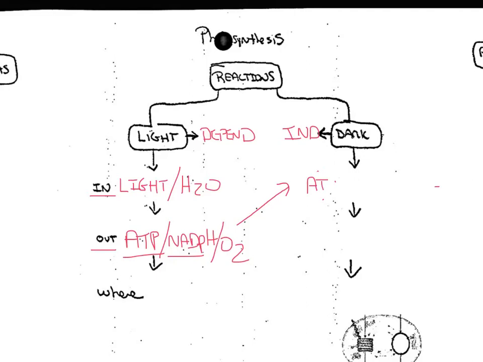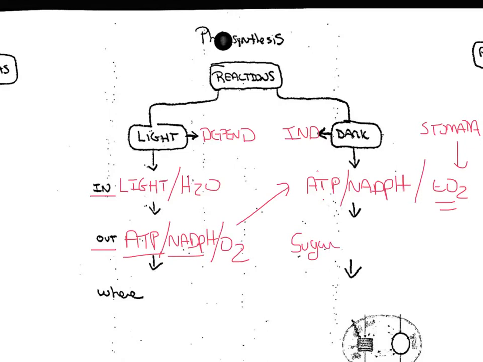So now we have ATP, NADPH entering the dark reaction along with now CO2 from the environment. Again, it enters through the stomata. And what you get as a product ultimately is glucose, or sugar, and then you're going to regenerate ADP and then NADP, which go back to the light reactions.